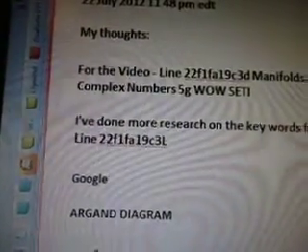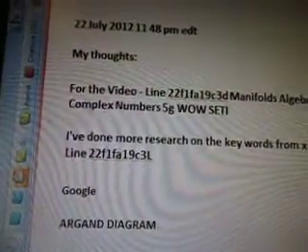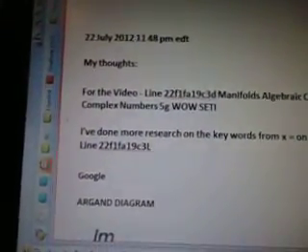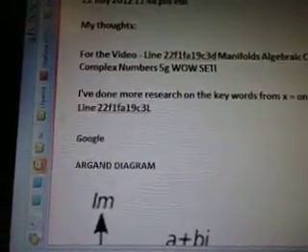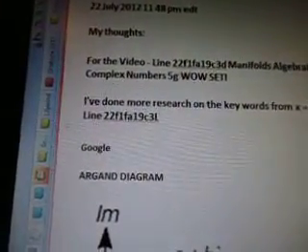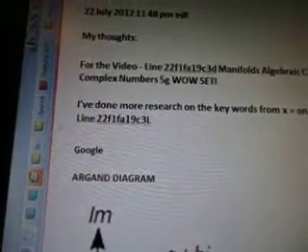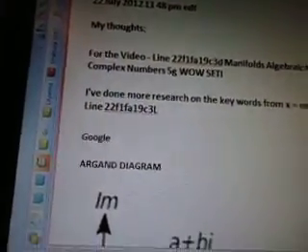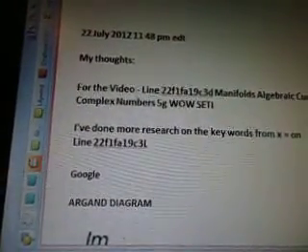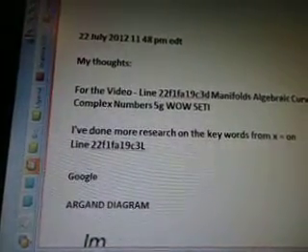My thoughts for the video line 22f1fa19c3e: manifolds, algebraic curves, complex numbers, 5G, Wow SETI. I've done more research on the keywords from X equals on line 22f1fa19c3L. So basically I've split the data into two videos, okay? But of course, I did it in the middle of something, and then the other videos I started working on expanded, and unfortunately got from D to L, okay?